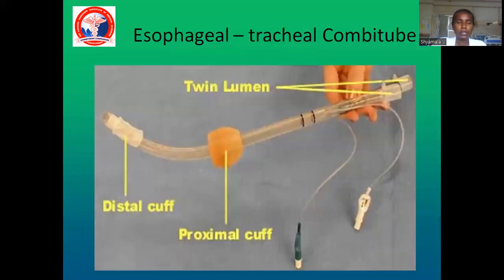Then moving on to the esophageal tracheal combi tube. Esophageal tracheal combi tube. Okay. It has two lumens, as I told, proximal cuff and distal cuff. The distal cuff usually lies in the esophagus. The proximal cuff is just above the laryngeal inlet. So two inflating pilot balloons are there.